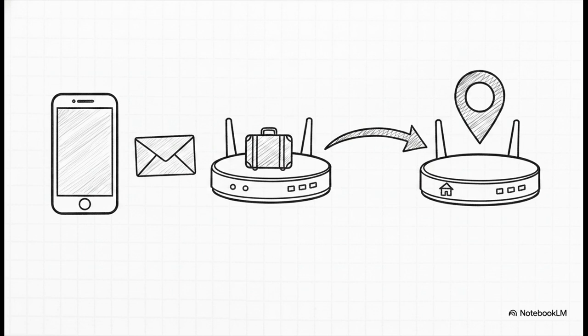Now, once the mobile host has its new temporary address, we move to Phase 2. It can't just keep that address a secret. It sends a registration request to the foreign agent, which then immediately forwards it back to the home agent. This step officially registers your new location so your home network knows exactly where to forward your data.